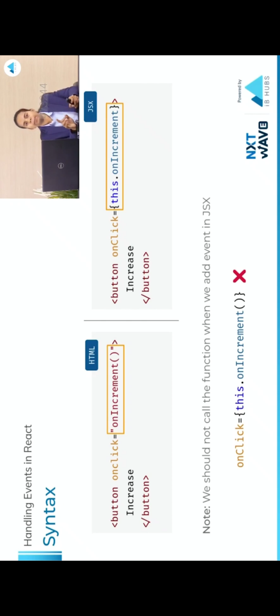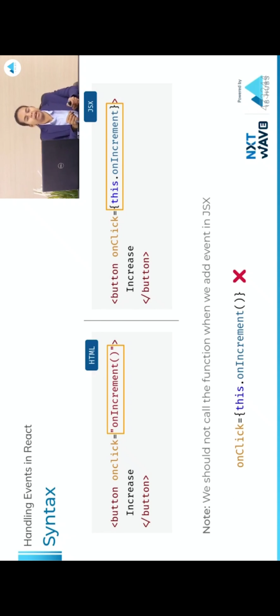Here is one point to note. We just need to specify the event listener. We shouldn't be calling that function. There you can see we have just written this.onIncrement. We haven't specified the parentheses, so we shouldn't be calling the function. We just need to specify the event listener. Okay, clear?